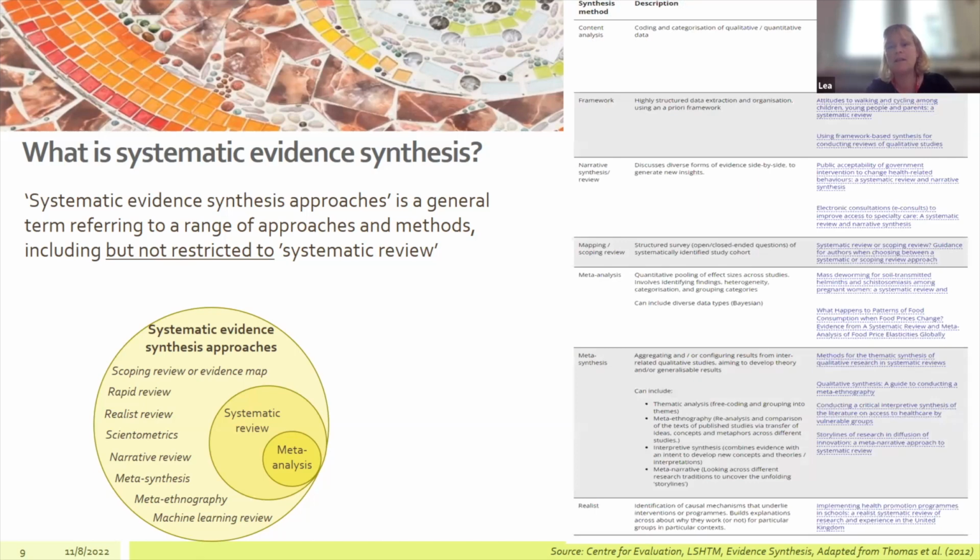And just to give you a sense, this table on the right provides some examples of the really diverse vocabulary that's used. So metasynthesis is often used to refer to synthesizing qualitative studies or results from qualitative studies, sometimes mapping and scoping reviews, narrative synthesis. There's a whole lot of messy vocabulary out there. I'm not going to get caught up in it. I'm really exposing you to the big picture ideas around evidence synthesis.